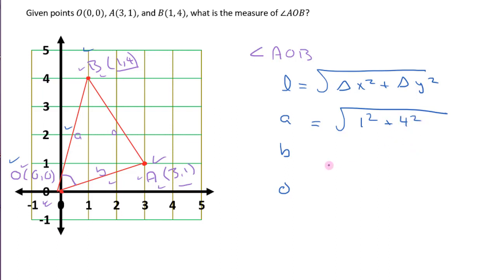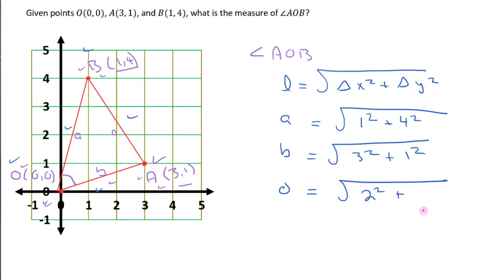For side B, that's this side here, it's between point O and A. The difference in the x is going to be 3 minus 0, and the difference in the y is going to be 1 minus 0. And for side O, that's over here, we're going to have to use point A and point B. So the x-coordinate for A is 3, the x-coordinate for B is 1, so the difference is 2. And the y-coordinate for A is 1, and the y-coordinate for B is 4, and the difference there is 3. And we're going to square it.